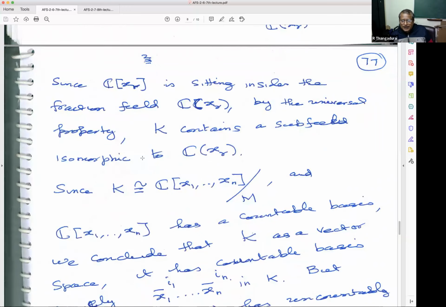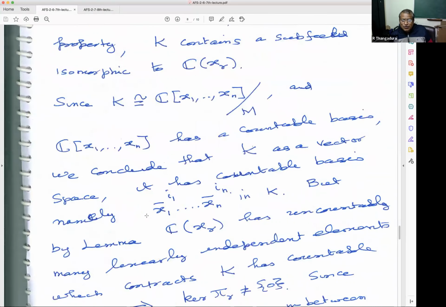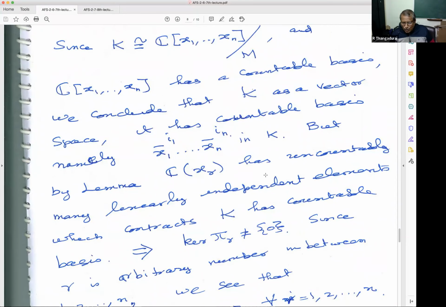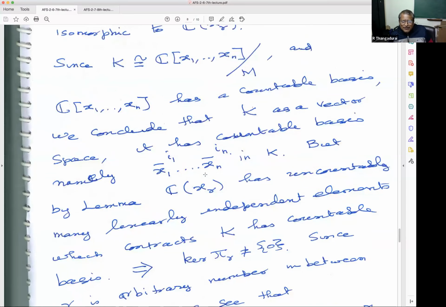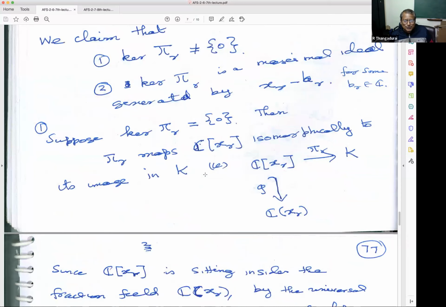But this function field, by a lemma we already proved, has uncountably many linearly independent elements. So this C of XR has uncountably many linearly independent elements, and it is sitting inside a field which has a countable basis, which is a contradiction. Why? Because this C of XR we have already seen last class. I have the notes, I will show you once more.